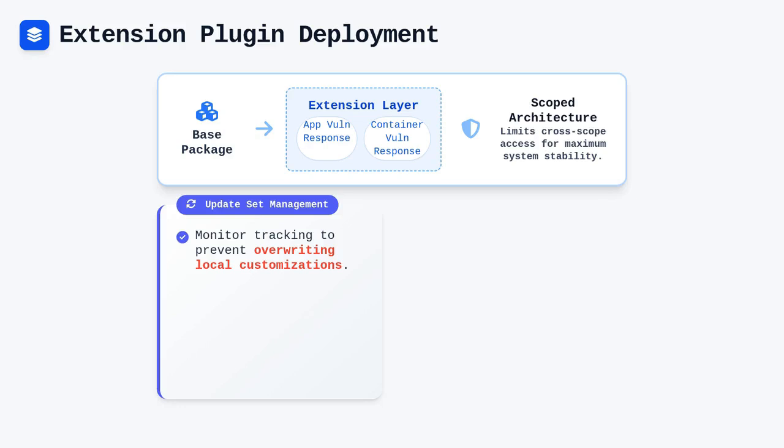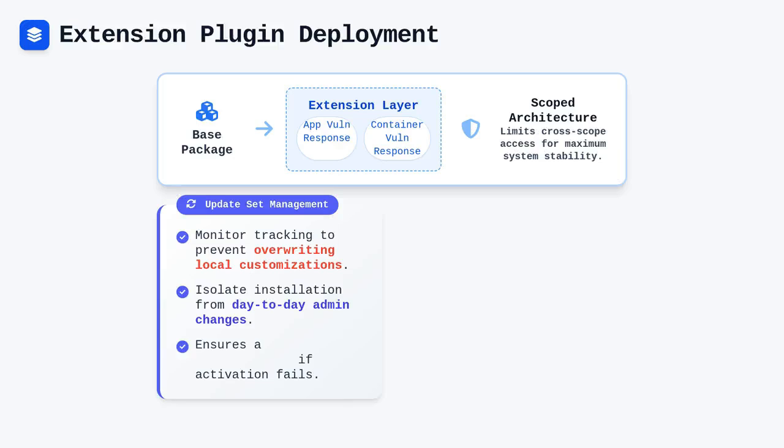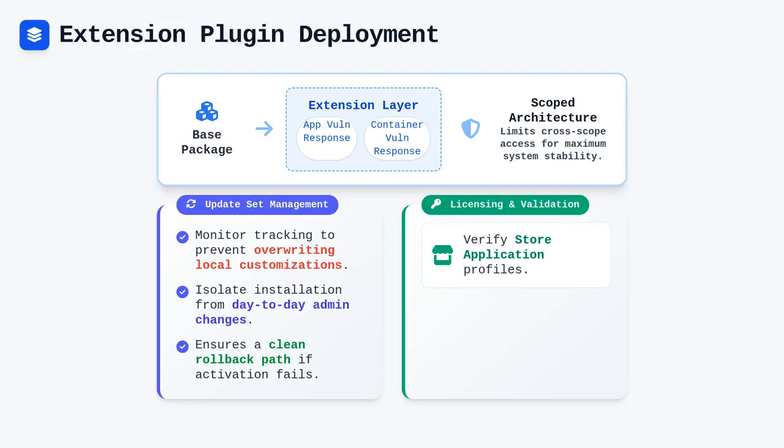Manage your update sets by isolating installation activities from your day-to-day administrative changes, as this separation allows for a cleaner rollback path should an activation fail. It is also good practice to validate the licensing profile associated with the store application to ensure that your current subscription permits the features you are attempting to enable.